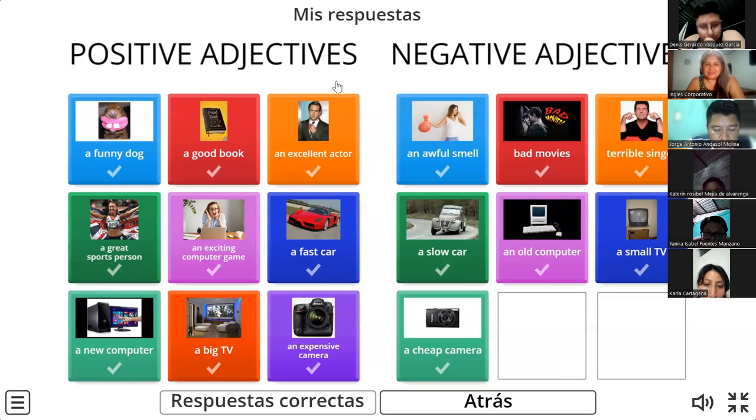First is the adjective and then is the noun. Okay? Okay. Quiero una pregunta. Yes.